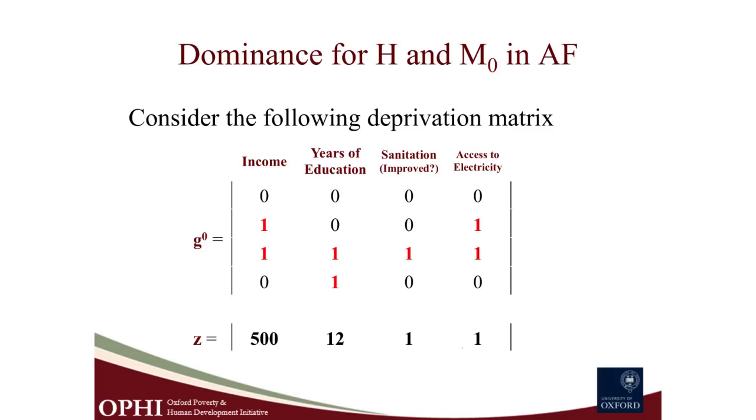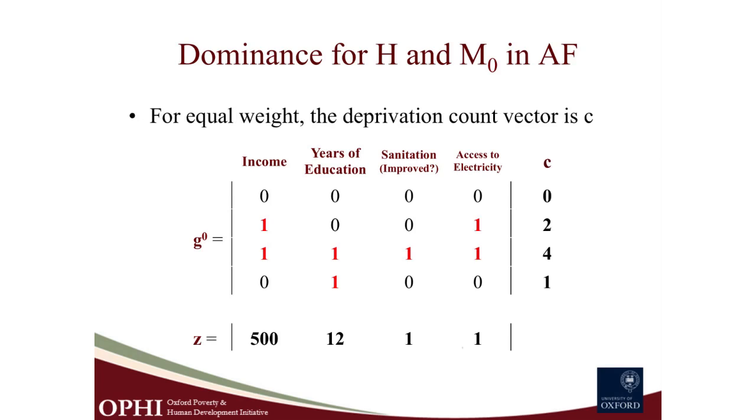So we consider the following deprivation matrix, which you have seen several times in previous classes. You have the deprivation score. Suppose you are using equal weight, you just count the number of deprivations. First person has 0, second person has 2, third person has 4, fourth person has 1.